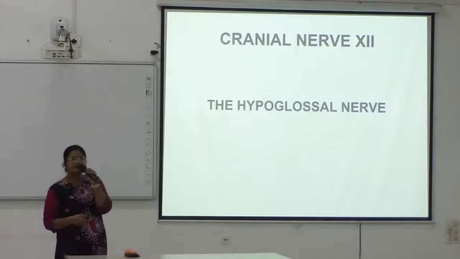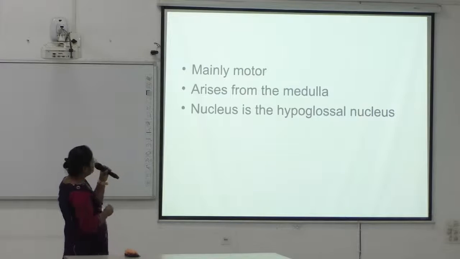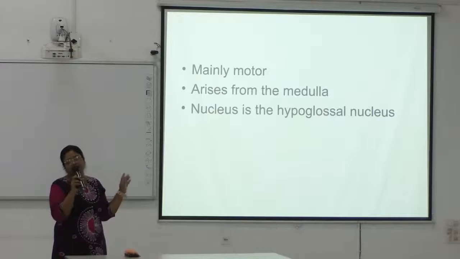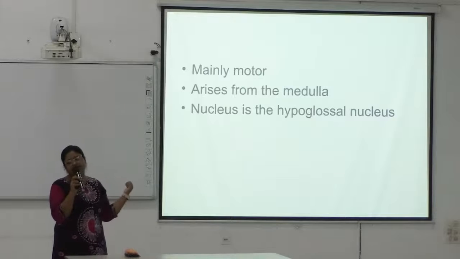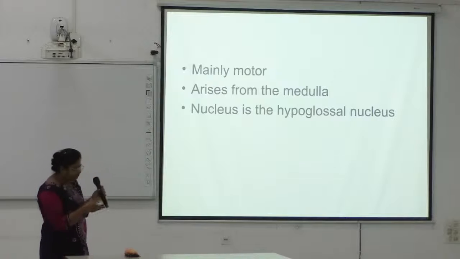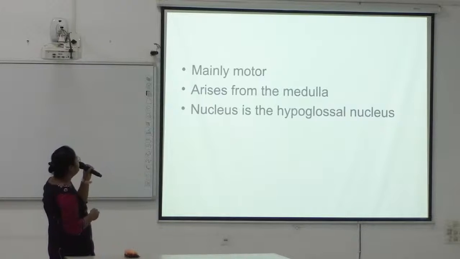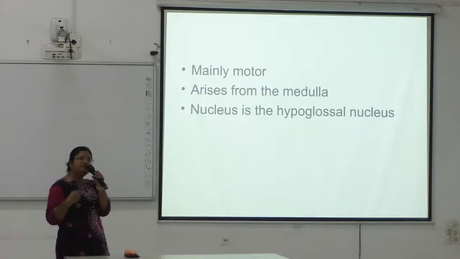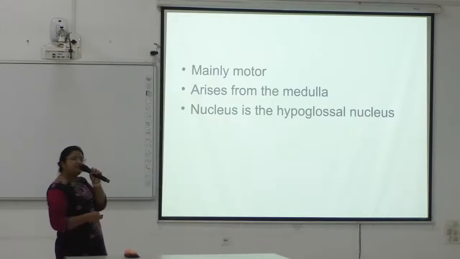We have the twelfth cranial nerve, or hypoglossal nerve. It is motor. So, the spinal accessory nerve was only a motor cranial nerve. The hypoglossal nerve is also only motor. Okay, but the ninth cranial nerve, glossopharyngeal, was a mixed nerve. So it is a mainly motor nerve, arises from the medulla at the junction of pyramid and olive. The rootlets come out, and the nucleus is the hypoglossal nucleus.